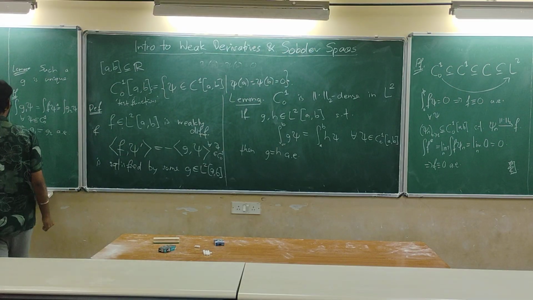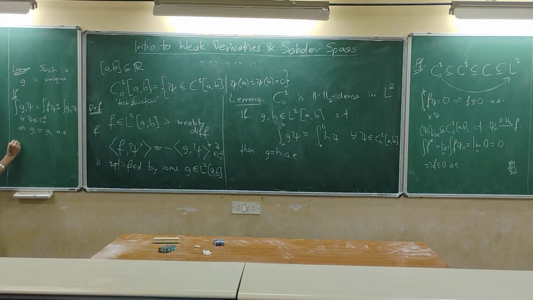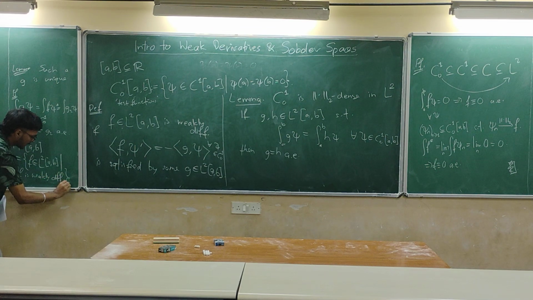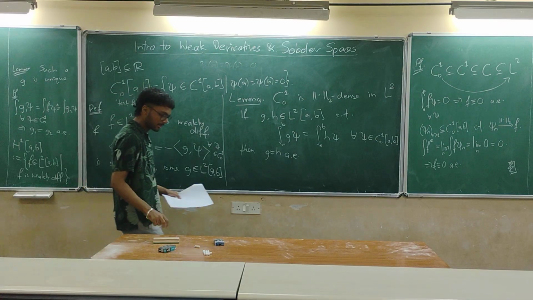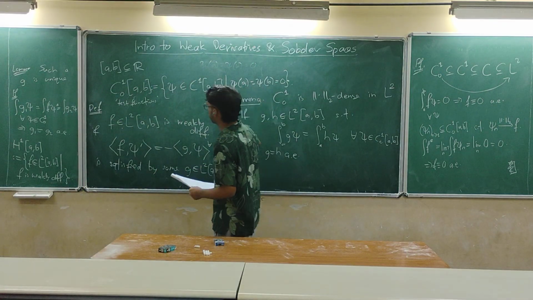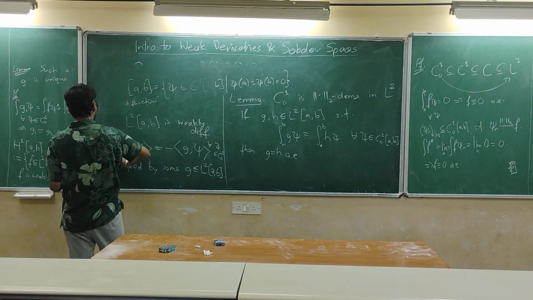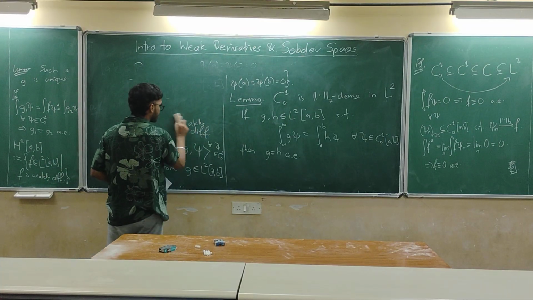And from here we can define our new space, which is called the Sobolev space of first order, which is defined as all those square integrable functions on (a, b) such that f is weakly differentiable. And you can check this is a linear space. To show that it makes sense in some way, we look at a few examples.